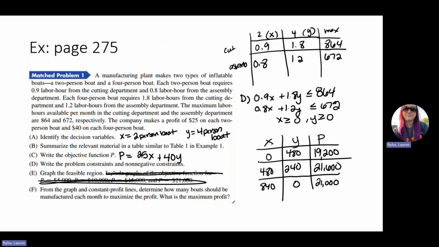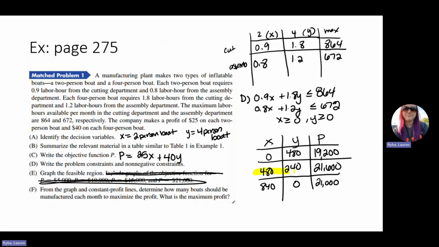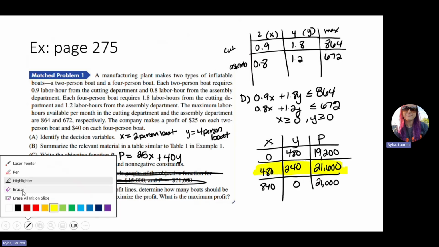Now, if your goal is working at this company and you're selling boats, you're going to want to make the most amount of profit. Well, which of those, the first, the second, or the third, is the largest profit? The second one, okay? So then that is our final answer, or our optimum solution.